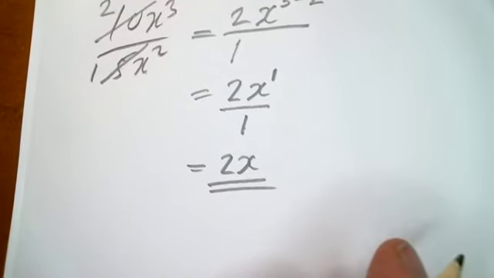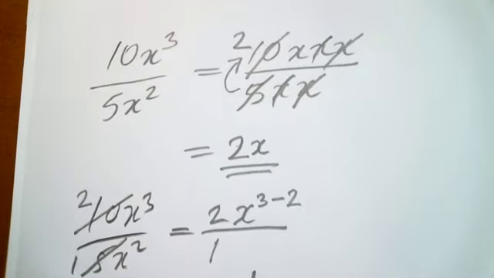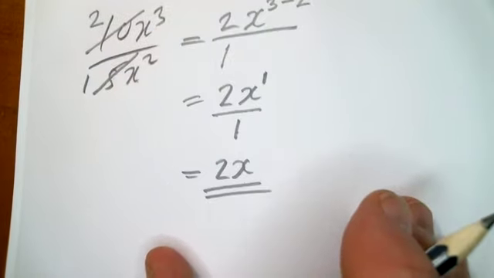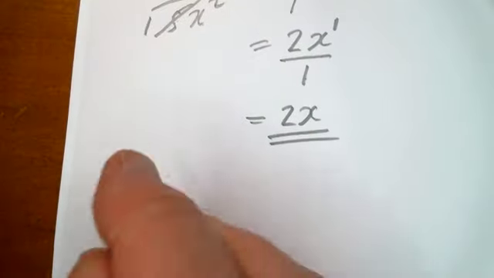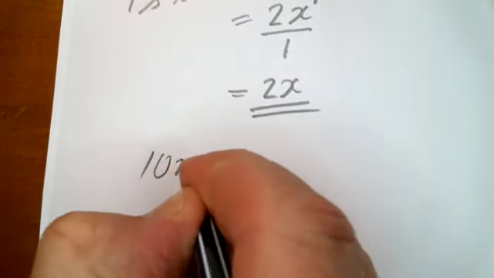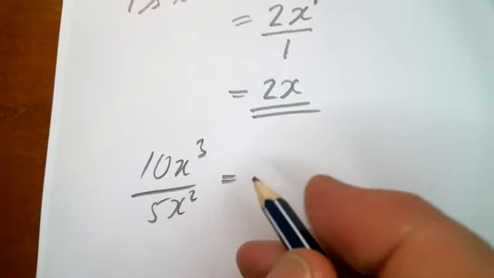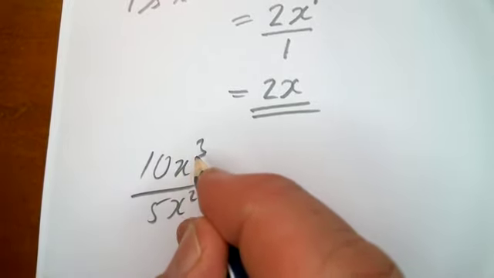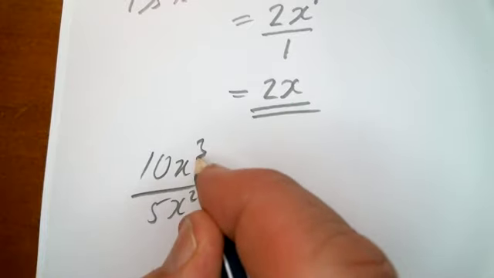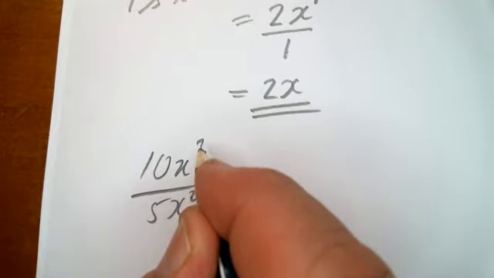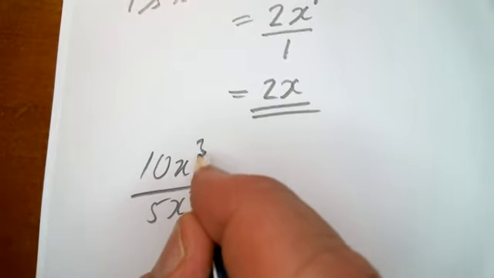So whichever way you decide to do it, it doesn't really matter as long as you show some kind of working. So for me personally, I'd go 10x cubed on 5x squared. And for me I would go, well, I've got 3 on top and 2 underneath. Well, 3 minus 2 is 1. So I'm left with 1, and the 1's going to be on top because that's the biggest one.